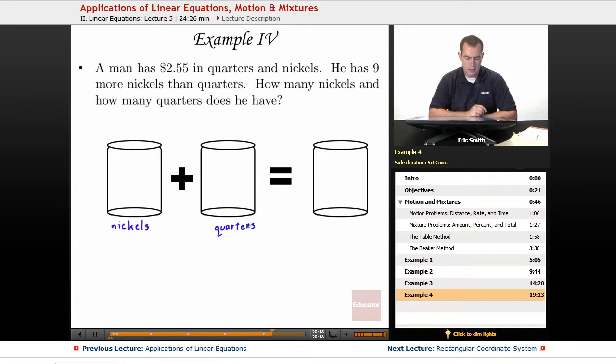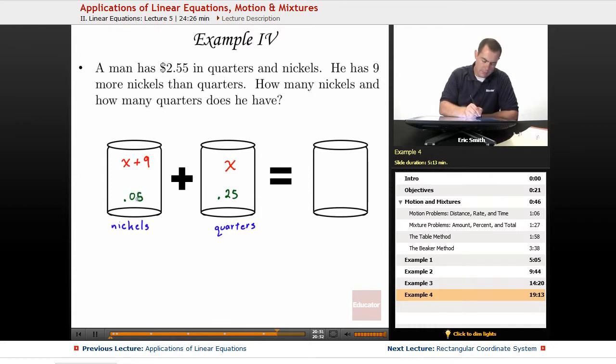All right, nice. Let's see what we know about the nickels. So he has 9 more nickels than quarters. So we don't know a whole lot about those quarters, do we? So the amount of quarters, we'll leave that as X. And the amount of nickels, well, there's 9 more than however many quarters he has. So X plus 9. Now I can write down what each of them represents. So a quarter would be 0.25 and a nickel 0.05.